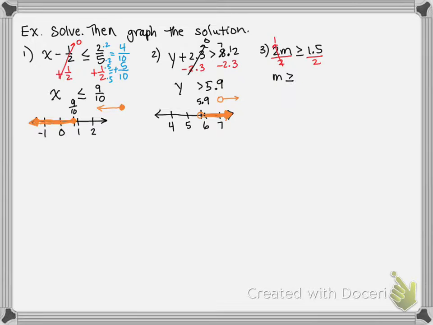I'm going to do the math off to the side. So down and out, and the 1.5, the numerator, is the dividend. So bring the decimal point up. 2 can't go into 1. But 2 can go into 15 7 times, which is 14. Subtract, I have a difference of 1. That's where I annex a 0 and continue dividing. 2 goes into 10 5 times evenly. So I get m is greater than or equal to 75 hundredths.